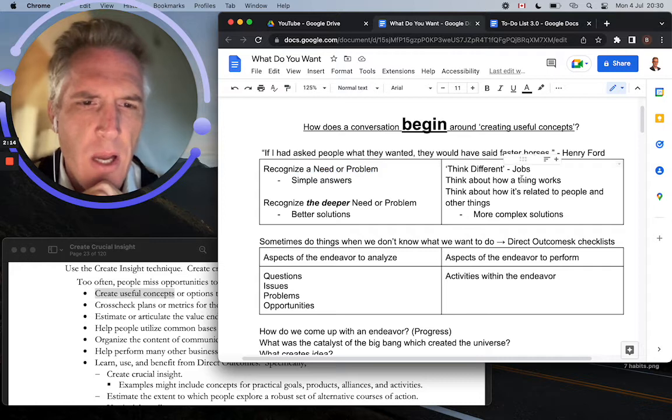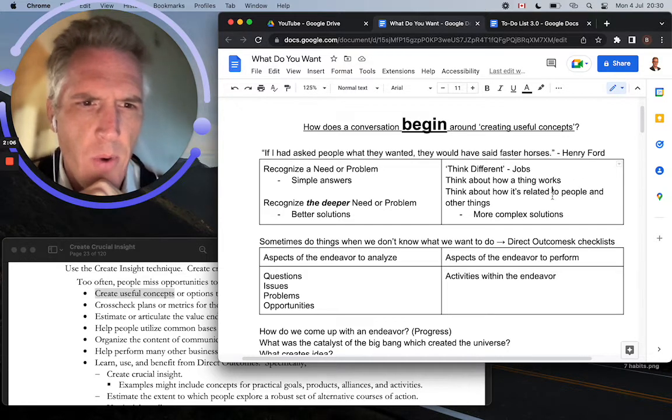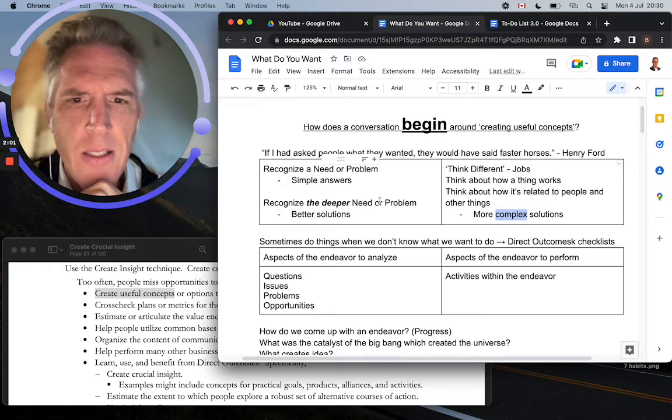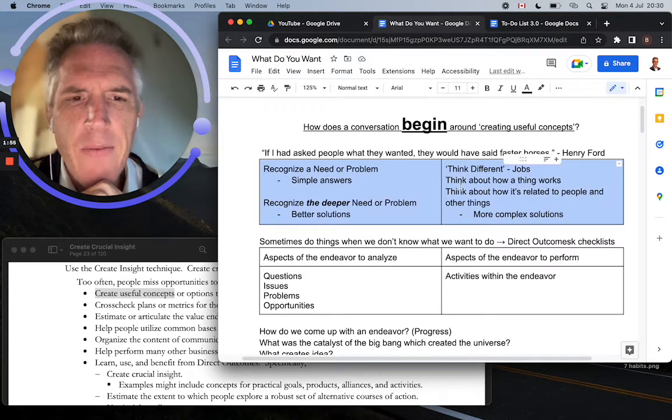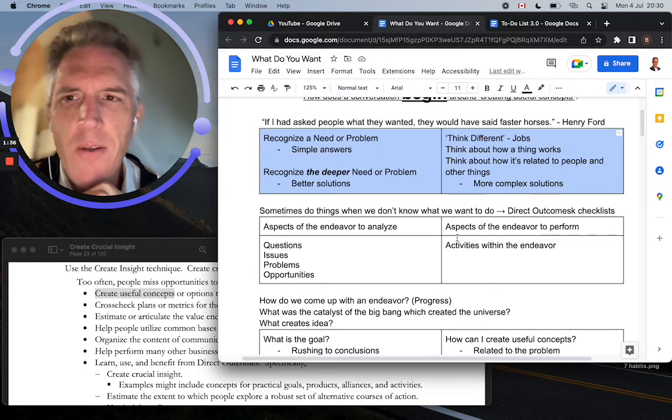Also, Steve Jobs said think different. So think about how things work. Think about how a thing works. Think about how it's related to people and other things. All right, so we're talking about complex solutions. We're talking about better solutions. We're talking about simple answers. Like, the beginning of endeavor is often like, where's the pain point? What's the need? Where's the problem? And then trying to think through whys. Like, why did that happen? Why doesn't that happen? All right. So this is probably the most common way, is like, what's the mother of all inventions?